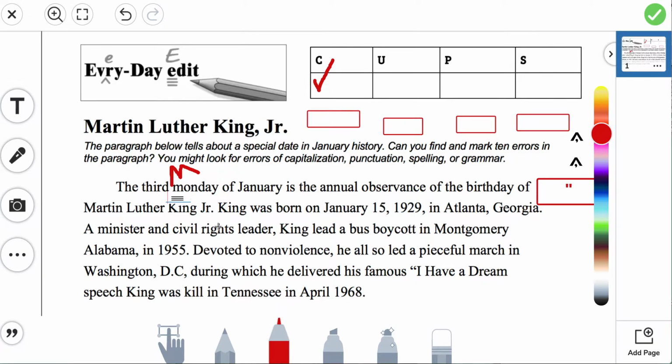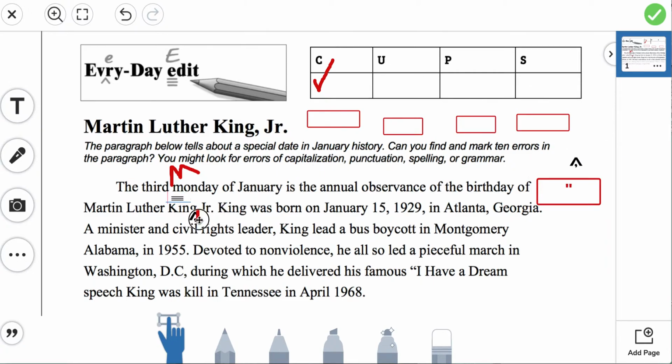We need to put a period at the end of our complete sentence. Oh, not a period, excuse me, JK. We need to add a comma because that's the way his name is written. Martin Luther King Jr., there's a comma between King and Jr., so you can either draw the comma with the pencil or you can move the little icon that looks like this, and that's our little comma right there. So you choose what works for you.